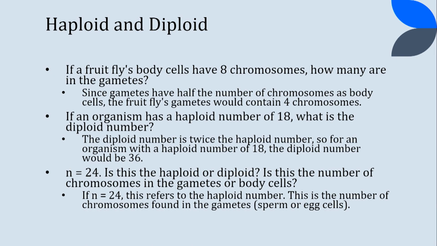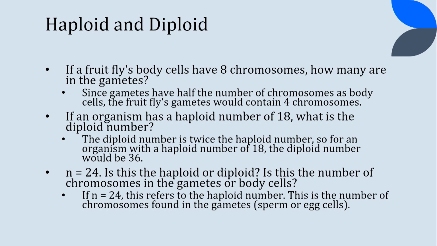So let's keep it going. The next one here says, if an organism has a haploid number of 18, what is the diploid number? So again, remember, haploid is like half the total, right? So what is the diploid number? Well, how would we get there? We're just going to take 18 and multiply it by 2. So the next bullet point kind of describes it. The diploid number is twice the haploid number. So for an organism with a haploid number of 18, the diploid number would be 36. 18 and 18 come together to make 36.